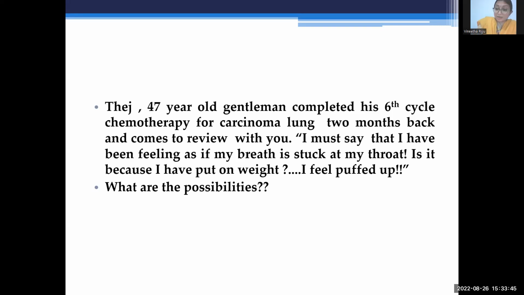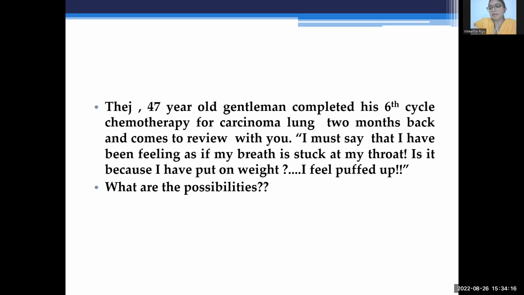He had a carcinoma of lung for which he was treated until 2 months back, and he's feeling as if he has bloated up and he's feeling breathless. Yes, Dr. Danwanti was saying it could be a mediastinal compression. Yes, Dr. Samiran also agrees to it. It could be SVCO. Yes, we have Dr. Ashwin, Dr. Kanmani, everybody supporting that, yes, we could be looking at SVCO.